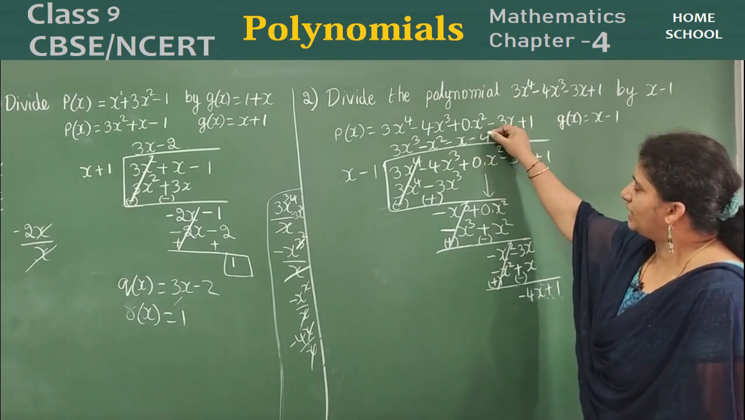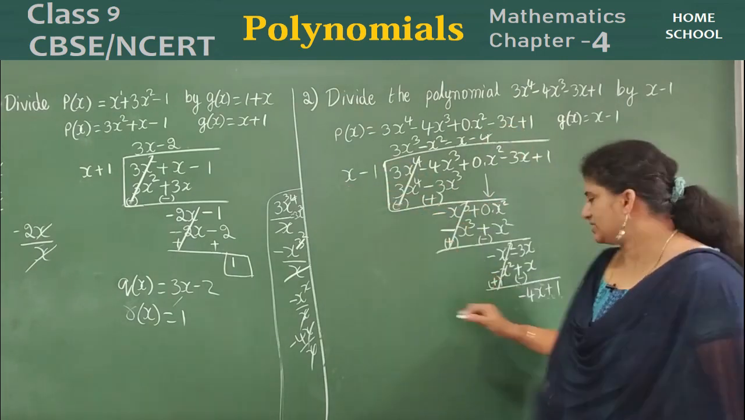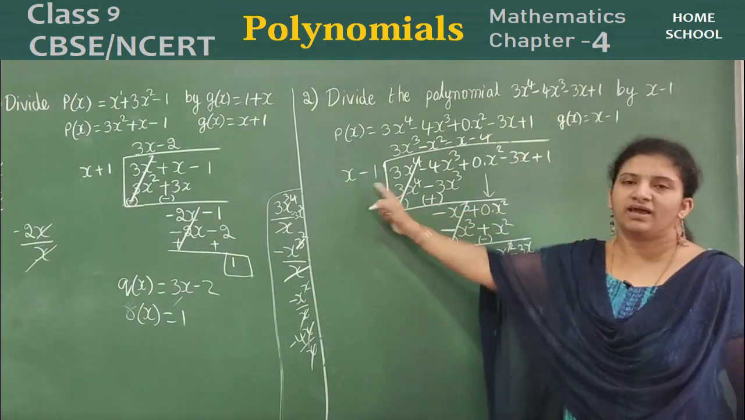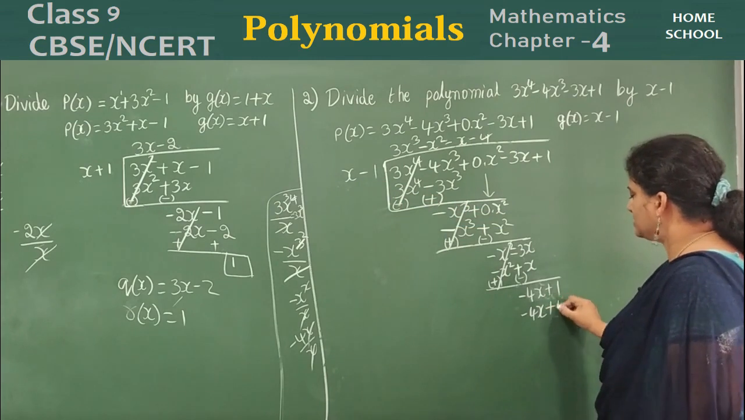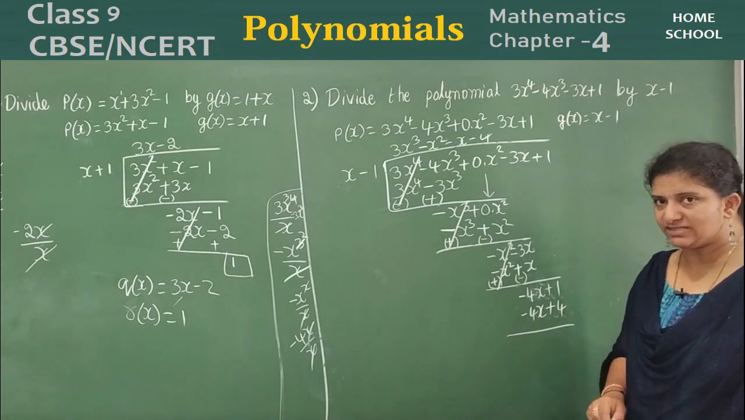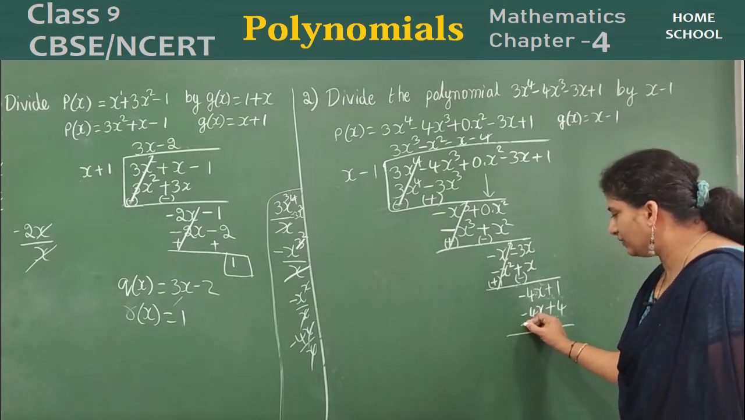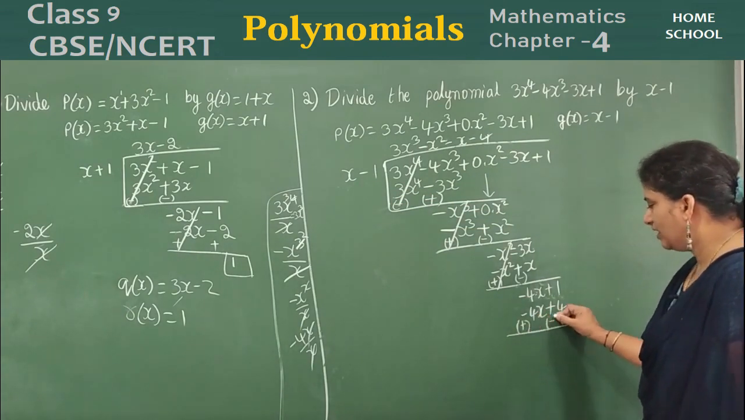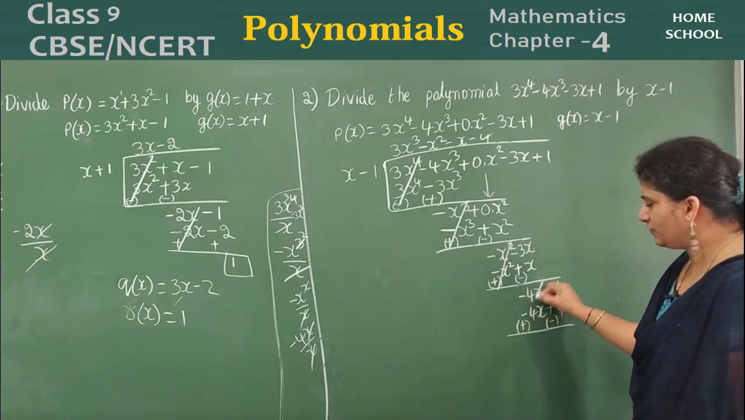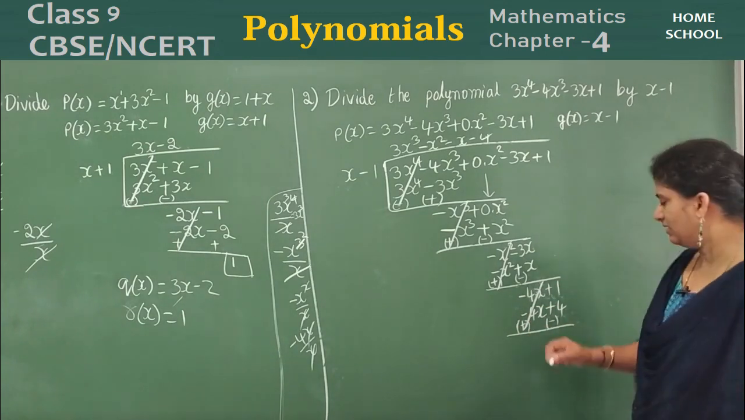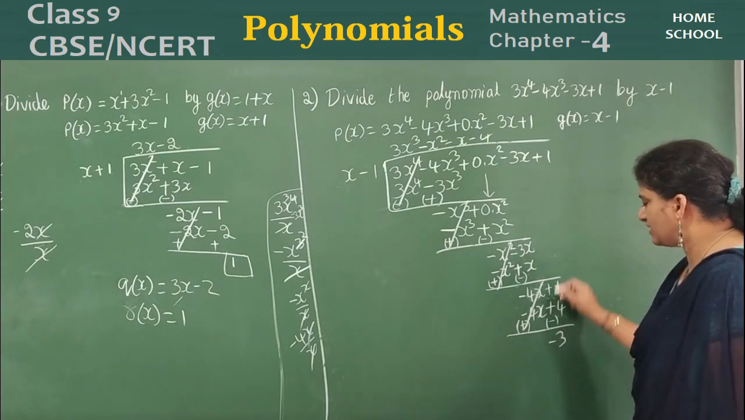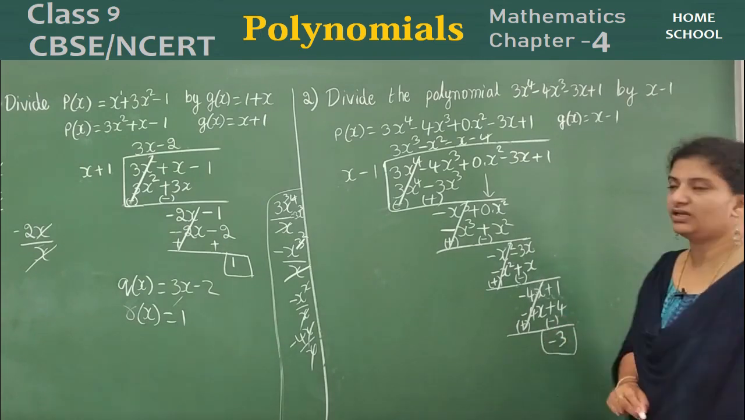Now again multiply. Minus 4 into x will be minus 4x. And again minus 4 into minus 1 will be plus 4. So now minus 4x, will it cancel? No, we need to subtract, means change sign. If you have minus, plus. If you have plus, write it minus. Minus 4x plus 4x will be cancelled. Minus 4 plus 1 will be minus 3.